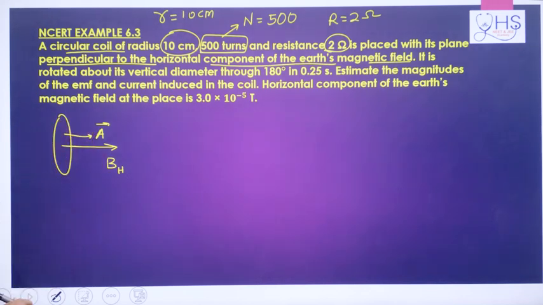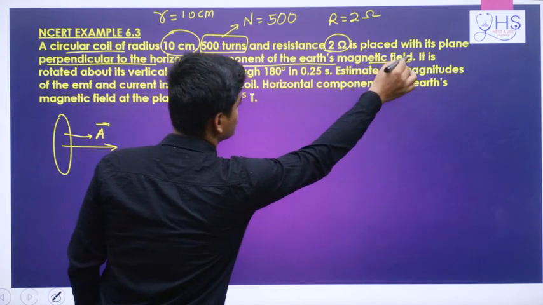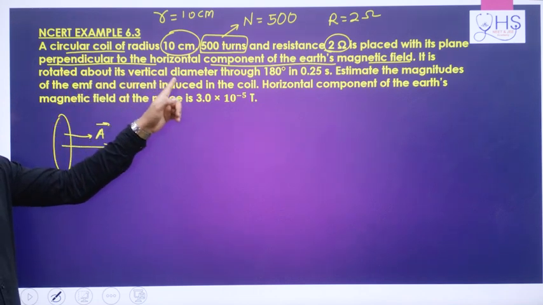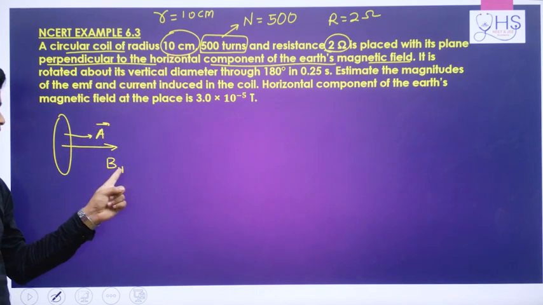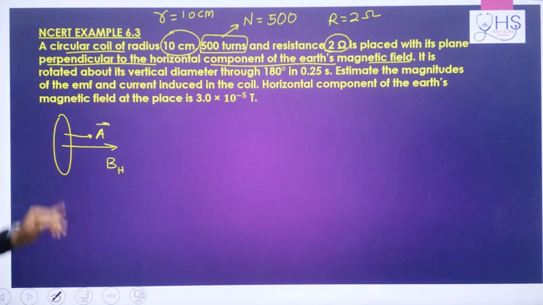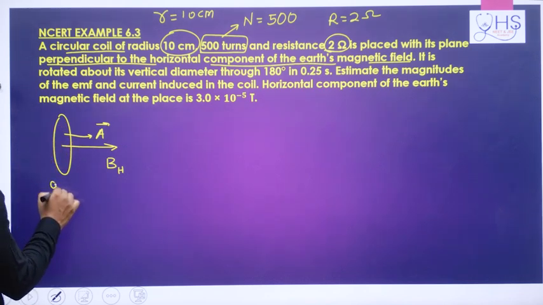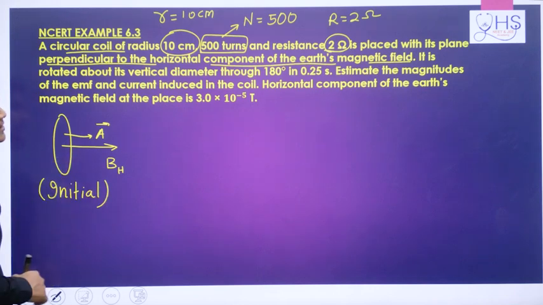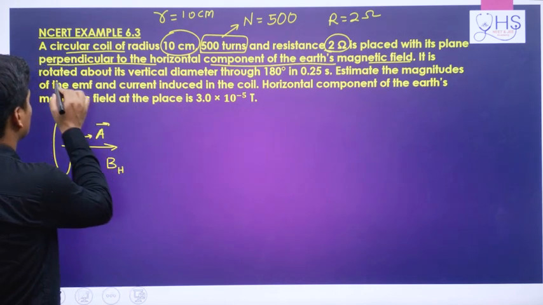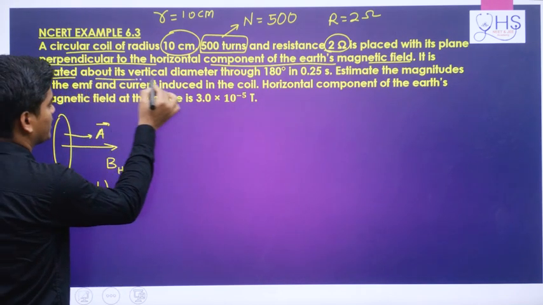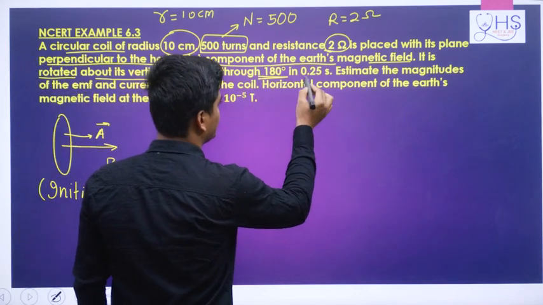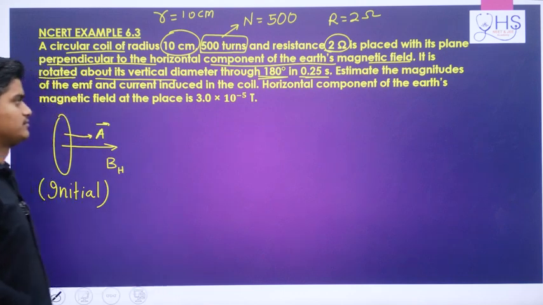So this is the initial condition. After reading this one sentence, I can understand the situation: one coil is there, number of turns is there, resistance is there, magnetic field is there, and the orientation is like this. This is the initial condition, you write it. Okay. Now next, it is rotated about its vertical diameter through angle 180 degree in 0.25 second.